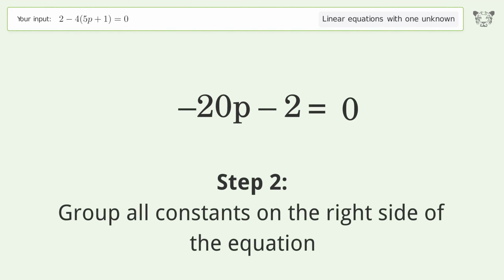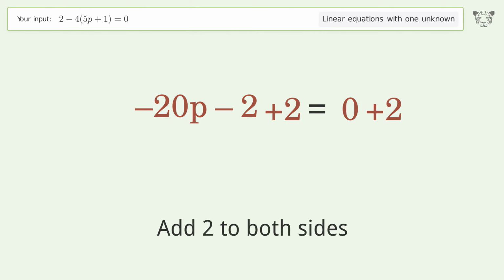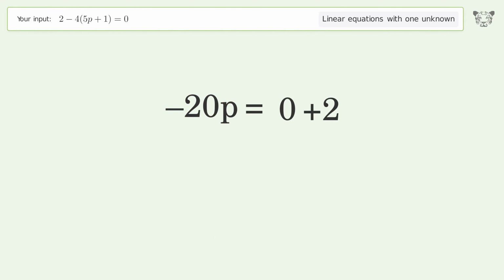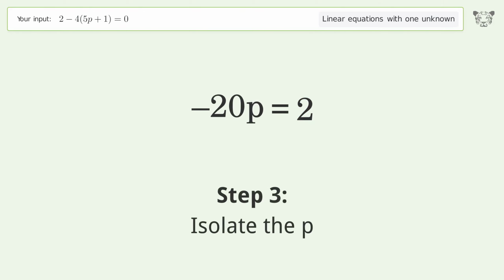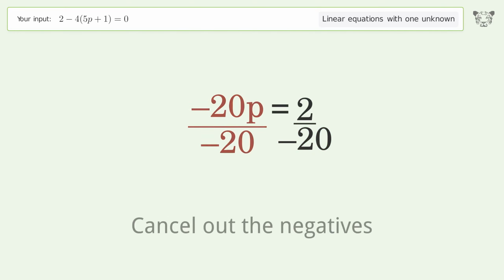Group all constants on the right side of the equation. Add 2 to both sides. Simplify the arithmetic. Isolate the p. Divide both sides by -20. Cancel out the negatives.